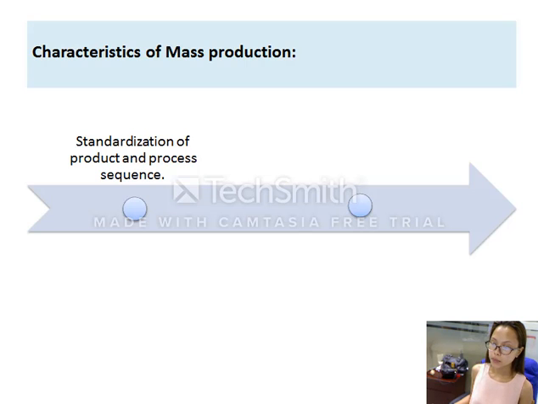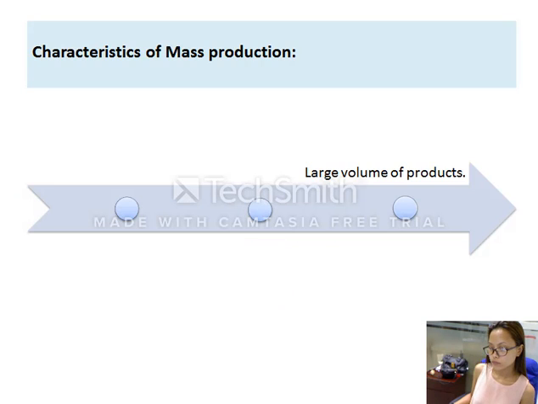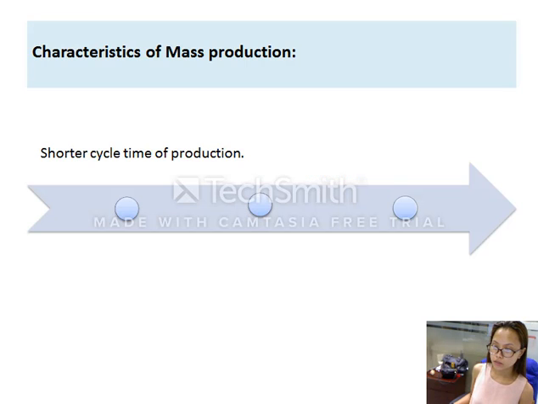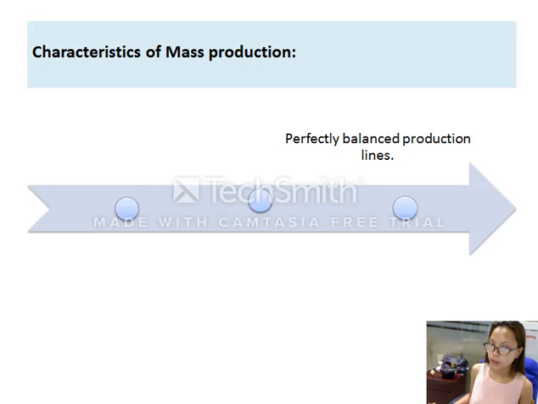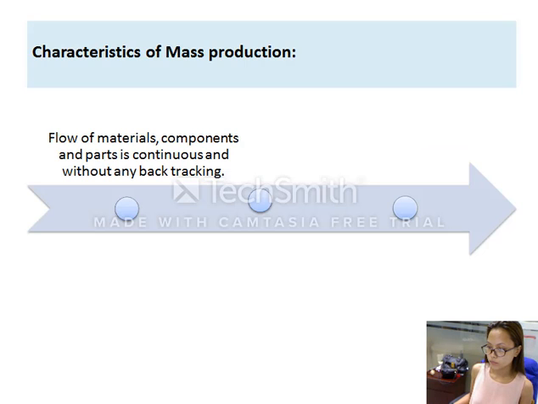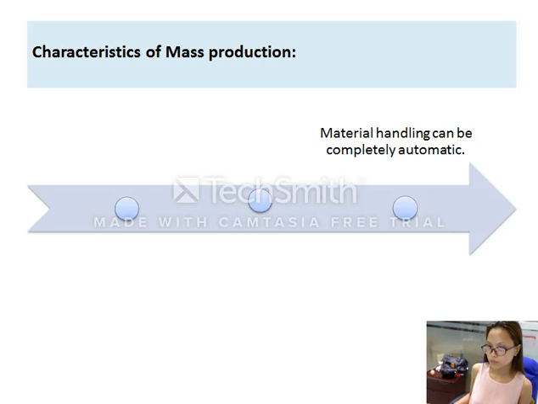Characteristics of mass production. Standardization of product and process sequence. Dedicated special purpose machines having higher production capacities and output rates. Large volume of products. Shorter cycle time of production. Lower in-process inventory. Perfectly balanced production lines. Flow of material, components, and parts is continuous and without any backtracking. Production planning and control is easy. Material handling can be completely automatic.